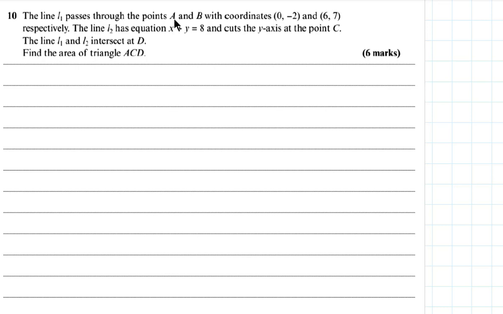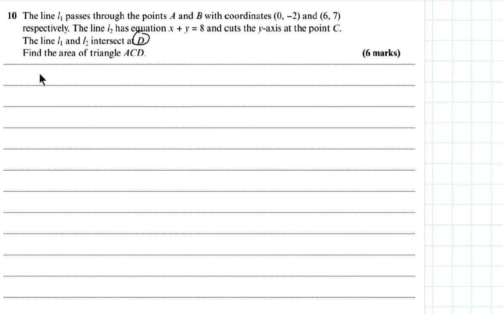Question 10. The line L1 passes through the points A and B with coordinates (0, -2) and (6, 7) respectively. The line L2 has equation x + y = 8 and cuts the y-axis at the point C. The lines L1 and L2 intersect at D. Find the area of triangle ACD.